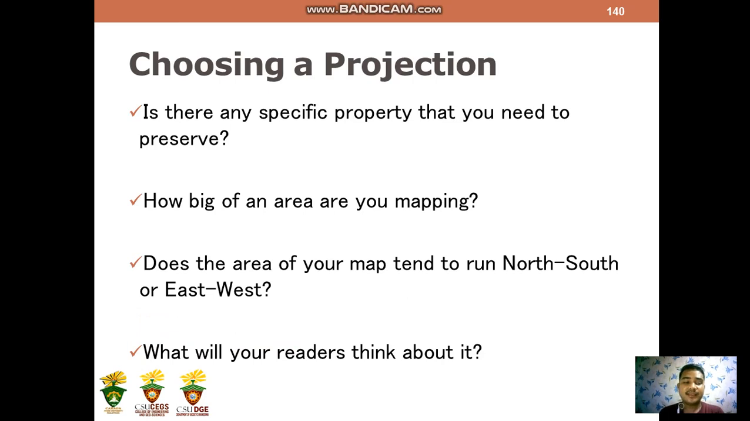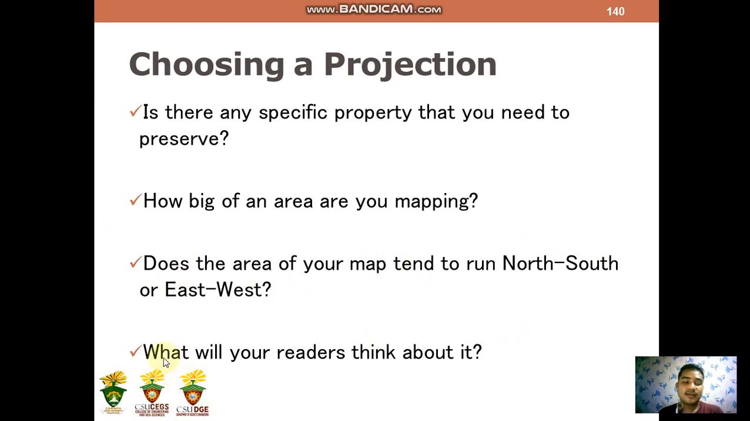When choosing a map projection, you should have a checklist of questions to answer. The first question is, is there any specific property that you need to preserve? When you create a map, your first question is what you want to preserve: the area, the distance, or the direction, depending on what your client requires. The next question is, how big of an area are you going to map? Is it a large area or a small area? The next is, does your area of interest run north to south, like the Philippines, or east to west, like the US?